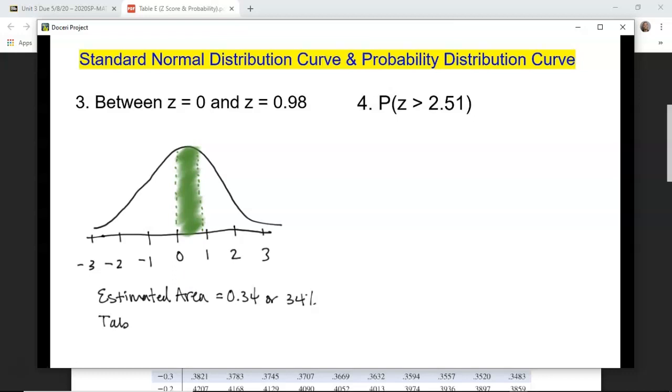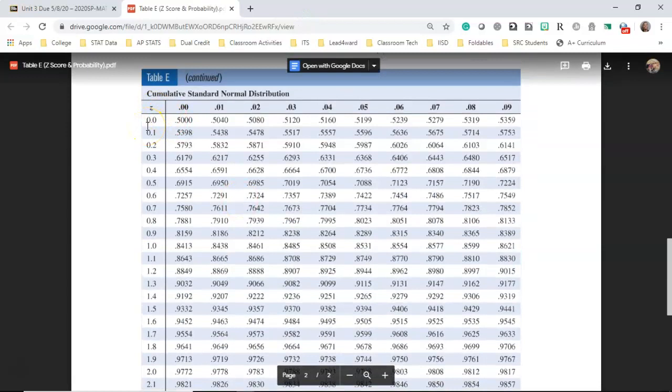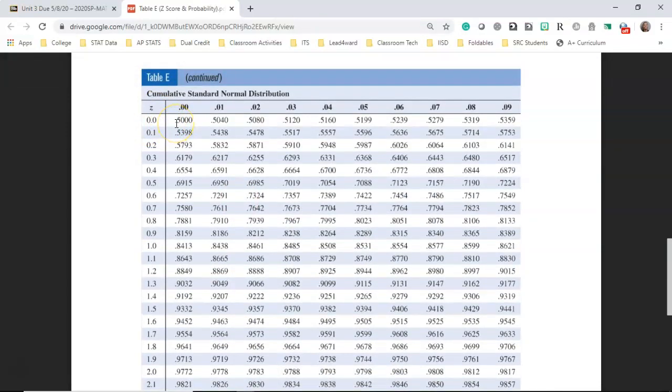Now, in order to find the actual area, I'm going to have to look at two z-scores in the table. So I want to go to the z-score of 0 and then a z-score of 0.98. So when I go back to the table E here, I want to go to 0, and that means the area to the left of 0 is 0.5000, or 50%, which visually we could see. I really didn't need the table for that one per se.